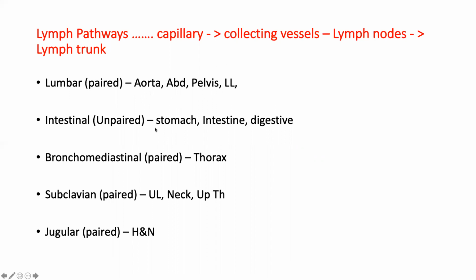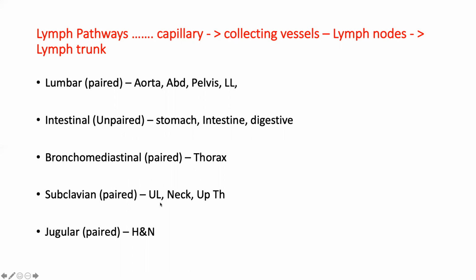And those coming from the stomach, intestine, and digestive tract will finally become the intestinal lymph trunk, which is unpaired. It is only one. From the thorax, lymphatics will become the bronchomediastinal trunk. Of course, there is the right side of the thorax, right lung and left lung, and therefore they will be paired.